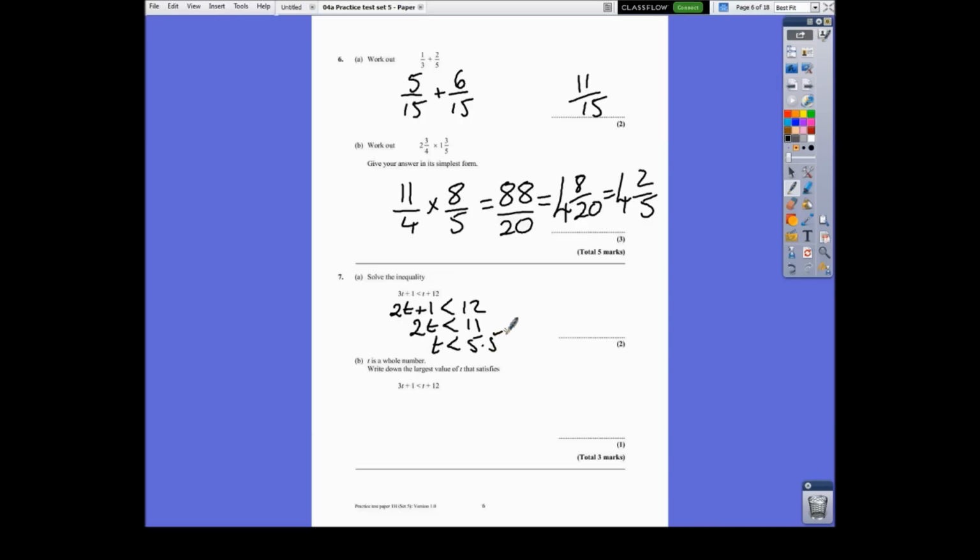Part B, t is a whole number. Write down the largest value that t can be to satisfy that inequality. So if t is a whole number and t has to be less than 5.5, that must be 5 for that whole number.